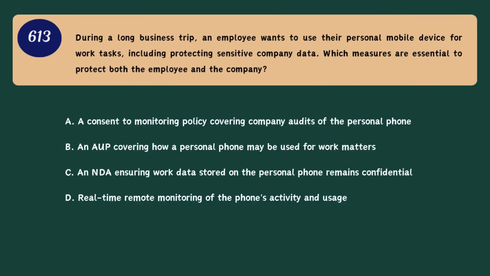Question 6-13. During a long business trip, an employee wants to use their personal mobile device for work tasks, including protecting sensitive company data. Which measures are essential to protect both the employee and the company? A. A consent to monitoring policy covering company audits of the personal phone. B. An AUP covering how a personal phone may be used for work matters. C. An NDA ensuring work data stored on the personal phone remains confidential. D. Real-time remote monitoring of the phone's activity and usage.